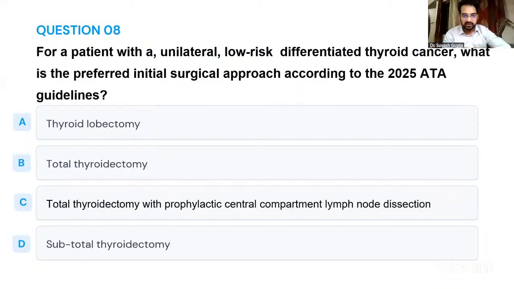For a patient with a unilateral low-risk differentiated thyroid cancer, what is the preferred initial surgical approach according to the 2025 ATA guidelines? A. Thyroid lobectomy. B. Total thyroidectomy. C. Total thyroidectomy with prophylactic central compartment lymph node dissection. Or D. Subtotal thyroidectomy.